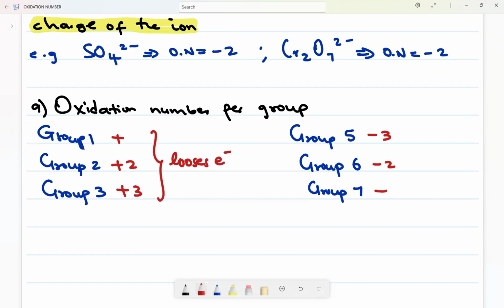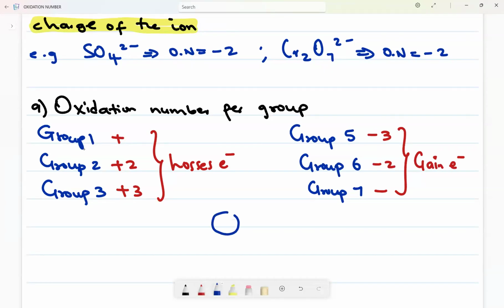Lose electrons. These ones gain electrons. Remember, I will make an example in case you've forgotten.